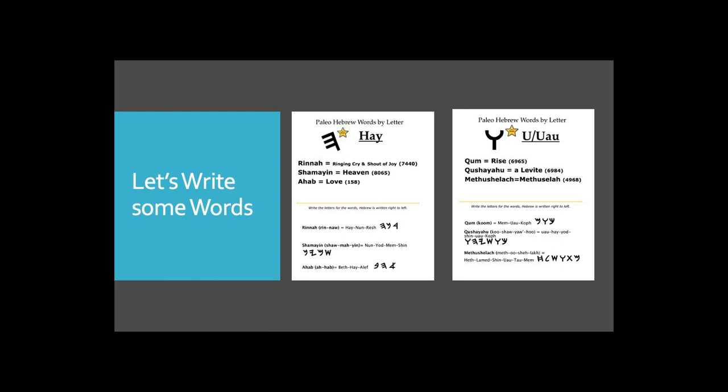All right, so now we're going to look at some words that go with Ua. Ua, as I said, is also a vowel. The first word that we have is kum. It means to rise. It is Hebrew Strong's number 6965.